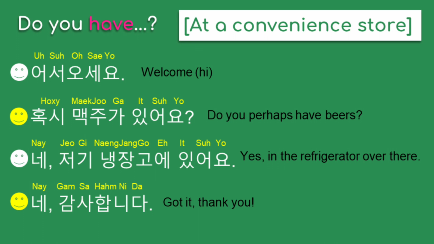네, 저기 냉장고에 있어요. 네, yes. 저기, over there, 냉장고 is refrigerator, at, 있어요. So it's 네, 있어요. 네, 저기 있어요. Yes, over there. 네, 저기 냉장고에 있어요. Yes, in the refrigerator over there we have. So you're actually gonna go there and get it because in the convenience store, they're not gonna go get it for you. Maybe they'll do it if they're really, really kind.